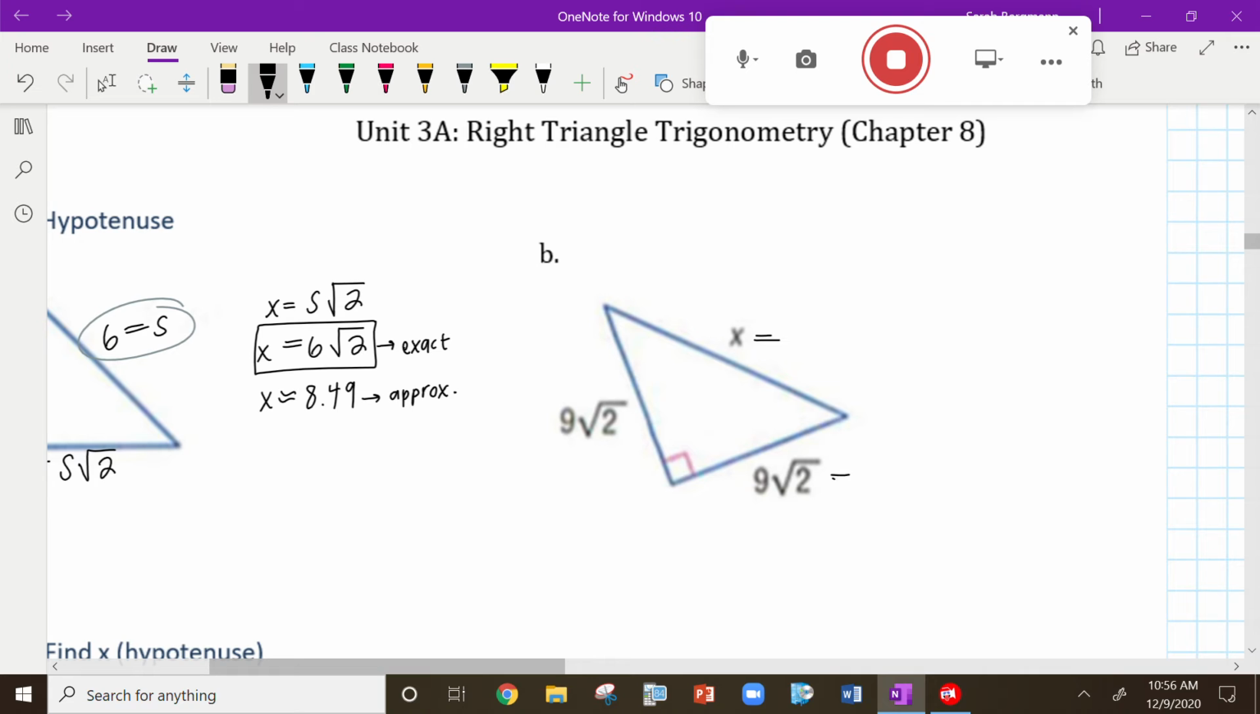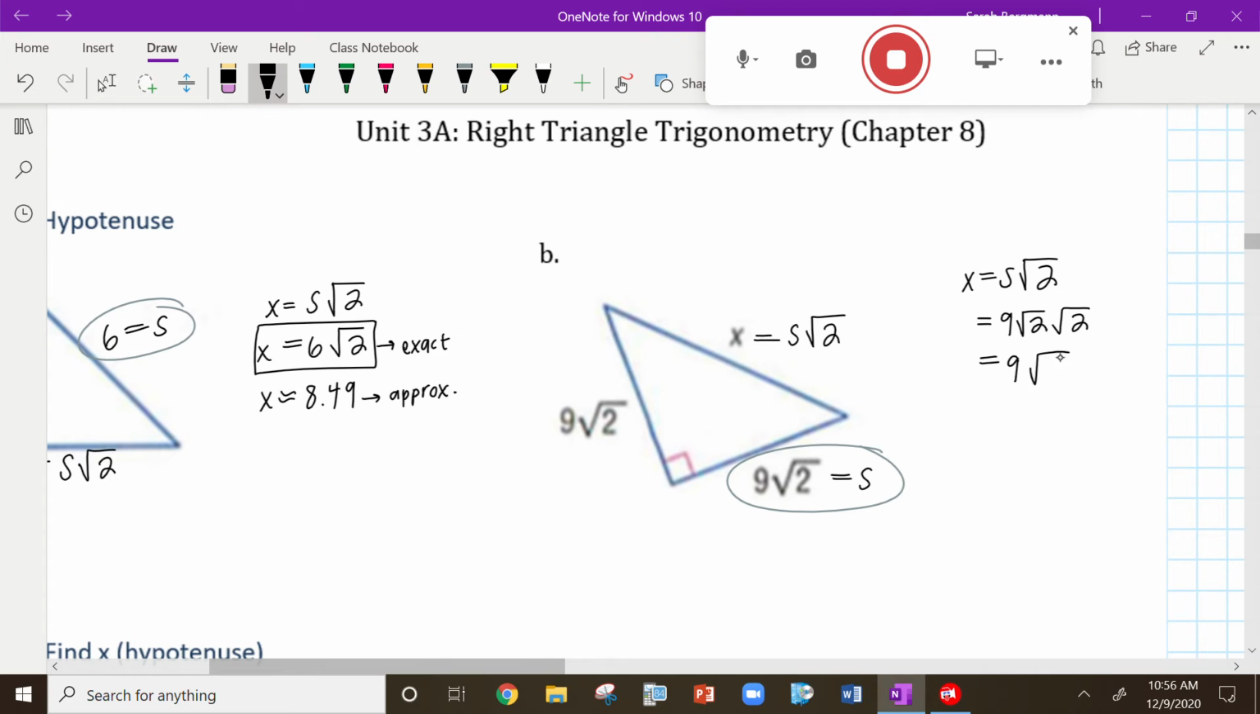All right, let's do another. First, we label the sides. The legs are s and the hypotenuse is s square root of 2. So I have x is equal to s square root of 2. I need to find s, and I already have the value of s. It's 9 square root of 2. So I'm going to plug that in for s. This one I do have to do a little extra work. I have 9 square root of 2 times square root of 2.